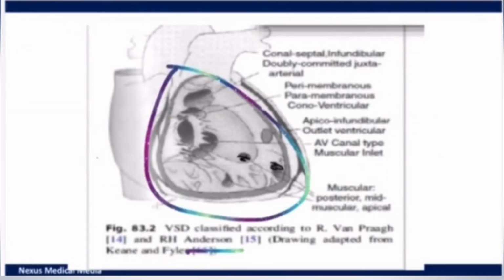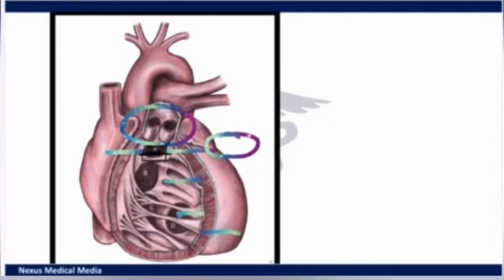Now let's go to this image. I know it looks very scary even to me. Look at the name, conal septal infundibulum, right? Doubly committed juxta arterial. Very scary. So instead of going there, we will just start with the basic alphabetical order that we always do. We have some markings here. Even just looking at this image, I can identify that there are some defects, right? This is A defect, this is B defect, C defect, D defect, right? Not very hard. Now let's understand these defects a little bit thoroughly.